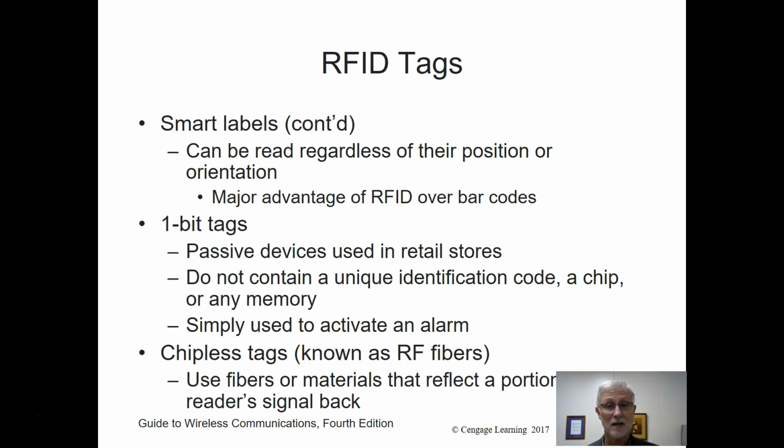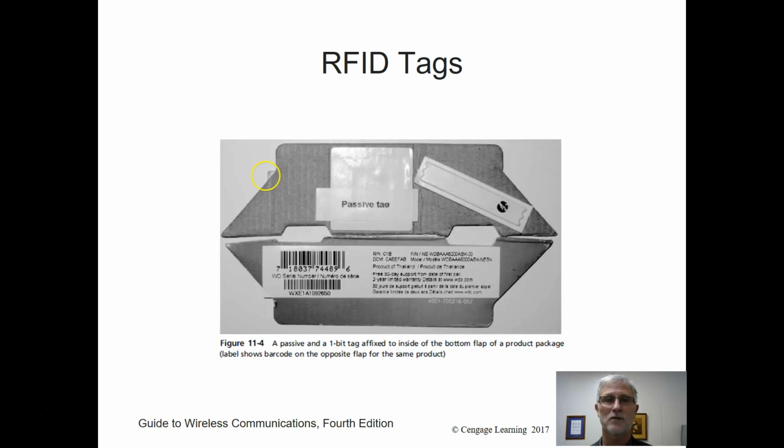Now, there are other new ones coming out called chipless tags, or basically RF fibers. It's basically material and fibers that will actually reflect some of the reader's information back. So you store some information on the fibers, and then when the reader hits it, it reflects that information or sends it back. So here's a sample of a passive and a 1-bit tag. You've probably seen a lot of the 1-bit tags compared to a barcode.